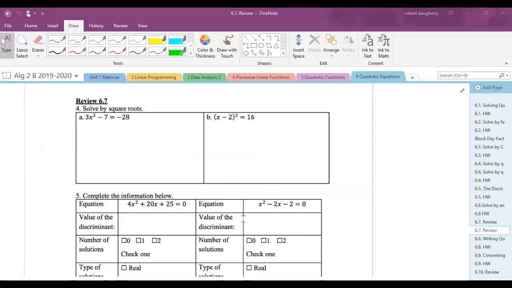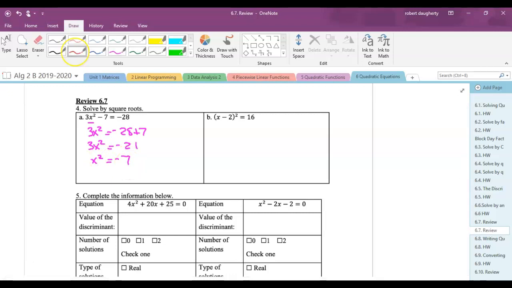Continuing on, solve by taking the square root of both sides. To take the square root of both sides, I want to isolate what is being squared. It is the x that is being squared. So I'm going to write this as 3x squared equal negative 28 plus 7. So 3x squared is equal to, if I subtract 7, that's negative 21. Divide both sides by 3, and I get x squared is negative 7.